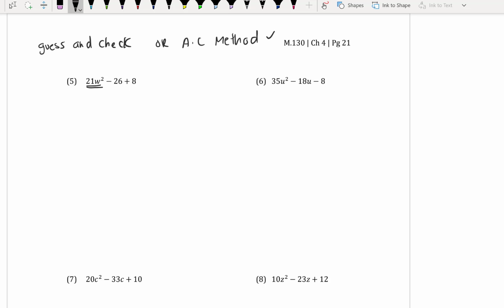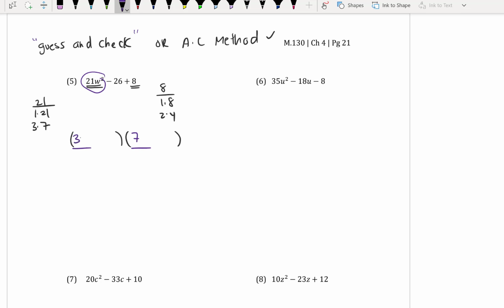So look at the first here. I have 21. So that can be written as 1 times 21, and it can be written as 3 times 7. Then I look at my last, which is my 8. So it's 1 times 8 and 2 times 4. So if I'm going to do my guess and check, I know that my first is going to go here. So I'm going to guess, and my guess and check is sometimes you're just going to have to guess. I'm going to guess a 3 and a 7.